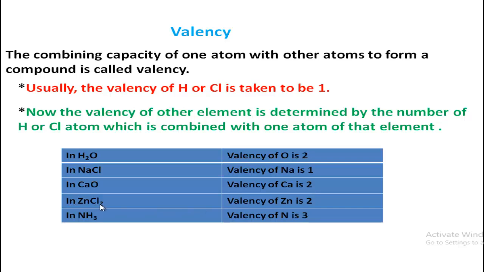In zinc chloride, 2 atoms of chlorine are combined with 1 atom of zinc. So the valency of zinc is 2. And in ammonia, 3 atoms of hydrogen are combined with nitrogen. So the valency of nitrogen is 3. So in this way, knowing the formula correctly, you can easily determine the valency of different elements. But there is also another way to determine the valency of different elements. Now I will show you.